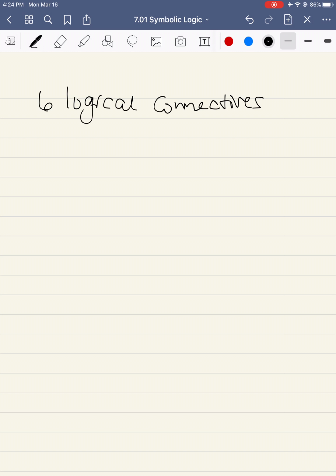And the first one is going to be meaning not. So we deal with logical connectives only with propositions. So this isn't going to be used for predicates. It's not going to be used for statements that are neither. This will only be propositions, only statements that are either true or false. So I'm going to only use lowercase letters to represent my propositions.